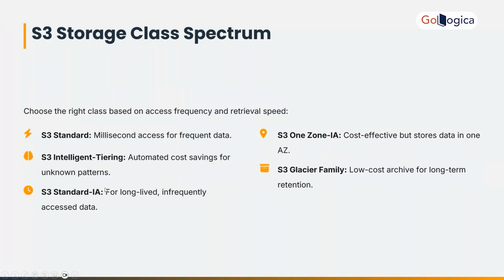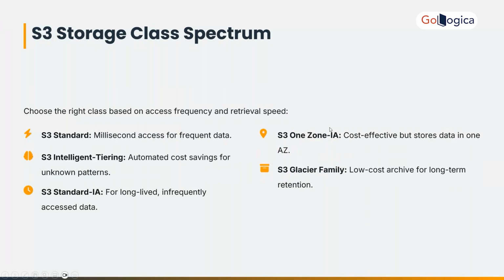After that you have S3 Standard IA. IA is infrequent access. This is for when you are not frequently accessing your data, maybe you are accessing your data every 3 months. For long-lived and infrequently accessed data, you can go for Standard IA. Definitely the storage cost for IA will be less than S3 Standard.